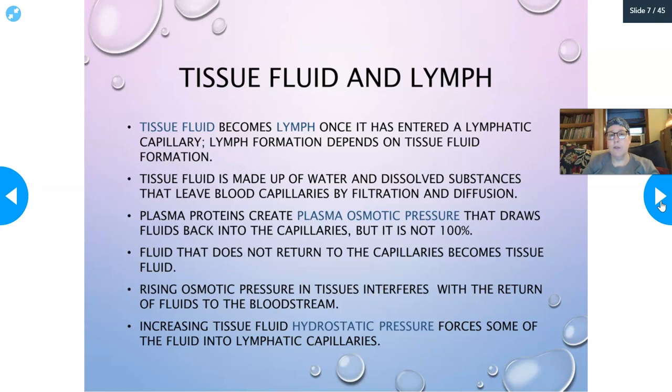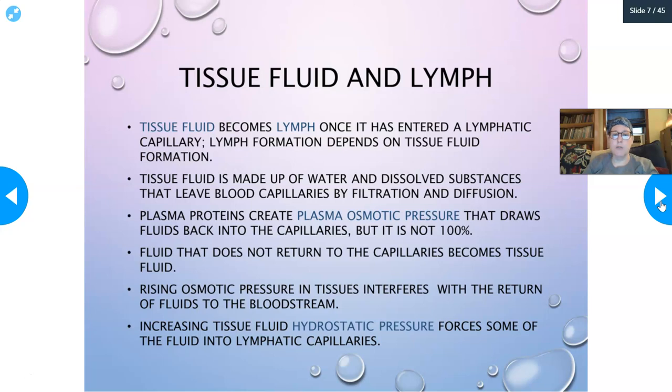And therefore, the fluid that does not return back to the capillaries and enters the venous system will become tissue fluid, and that tissue fluid will become lymphatic fluid as it enters into the lymphatics. Part of what moves that tissue fluid into the lymphatic is a rising osmotic pressure in the tissues. That is what interferes with the return of the fluid to the bloodstream, and instead would have to divert it to the lymphatic system.